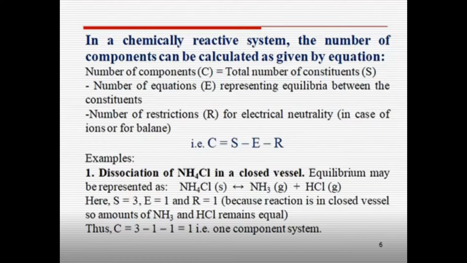Some examples: the first example is of dissociation of ammonium chloride in a closed vessel. Here the equation may be represented as ammonium chloride gives ammonia gas plus HCl gas. So we will apply this equation and find out the number of components. Here S = 3 because there are three species: ammonium chloride, ammonia and HCl. One equation and one restriction also, because the reaction is taking place in a closed vessel, so the ammonia and HCl amounts remain the same. Substituting these values in the equation, we get C = 1. That is, it is an example of a one component system.